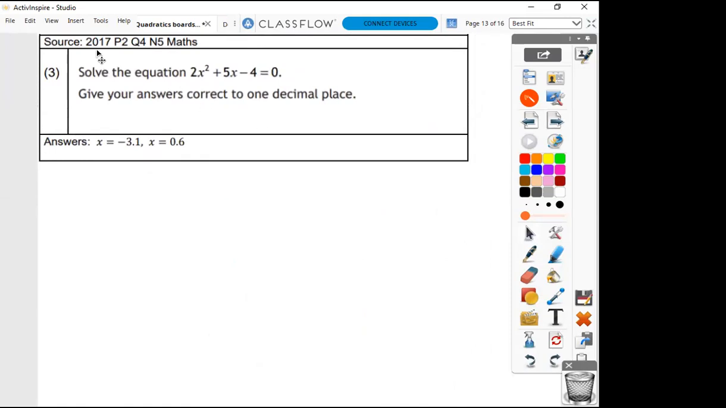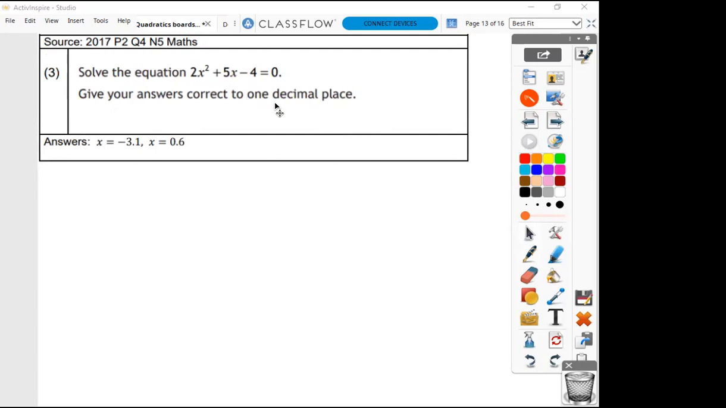Have a wee go at that one yourself. This is question 4 of paper 2 from 2017. You've got ax squared plus bx plus c. Give your answers to one decimal place. If we try to factor it and you're struggling and not sure, just use the equation and it should help you out, okay?